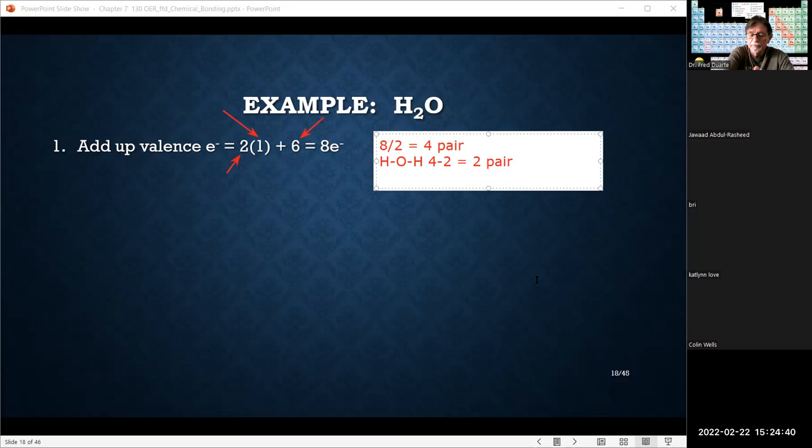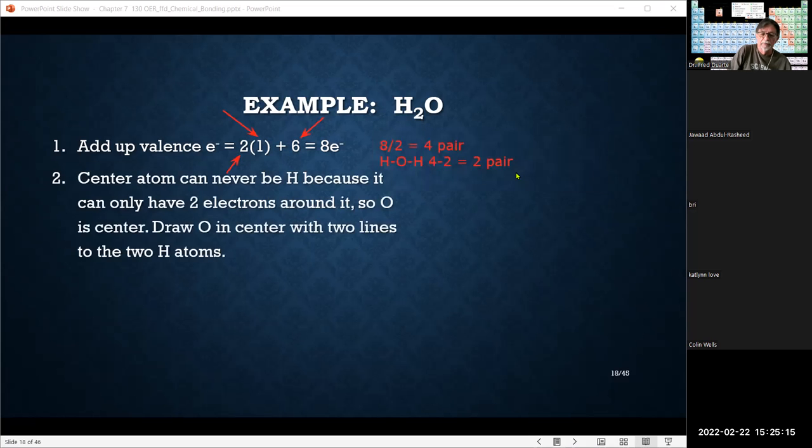Now, I can't put them on the hydrogens because hydrogens, remember, they have the duet rule. They're happy. And so the only place I can put those 2 pair of remaining electrons is on the central atom, in this case, oxygen. Because right now, oxygen has 4 electrons around it. So it has not fulfilled the octet. But putting that 2 pair on the central atom, guess what? Now you have 8 electrons around the central atom.